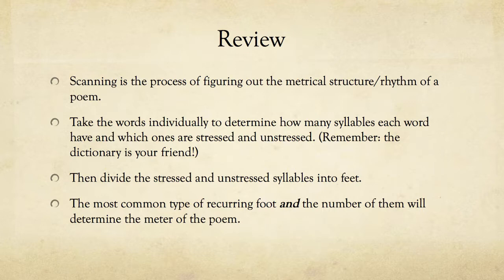Okay, you need to look at the poem and take the words individually to determine how many syllables each word has and which ones are stressed or unstressed. Remember, the dictionary is always a good starting point if you're not sure. Once you have figured out to the best of your ability which syllables are stressed and unstressed, then you need to divide them into feet, which means grouping them in groups of 2 or 3. The most common type of recurring foot and the number of them will determine the meter of the poem, whether it ends up being an alternating meter or whether it turns out to be predominantly one type of meter.